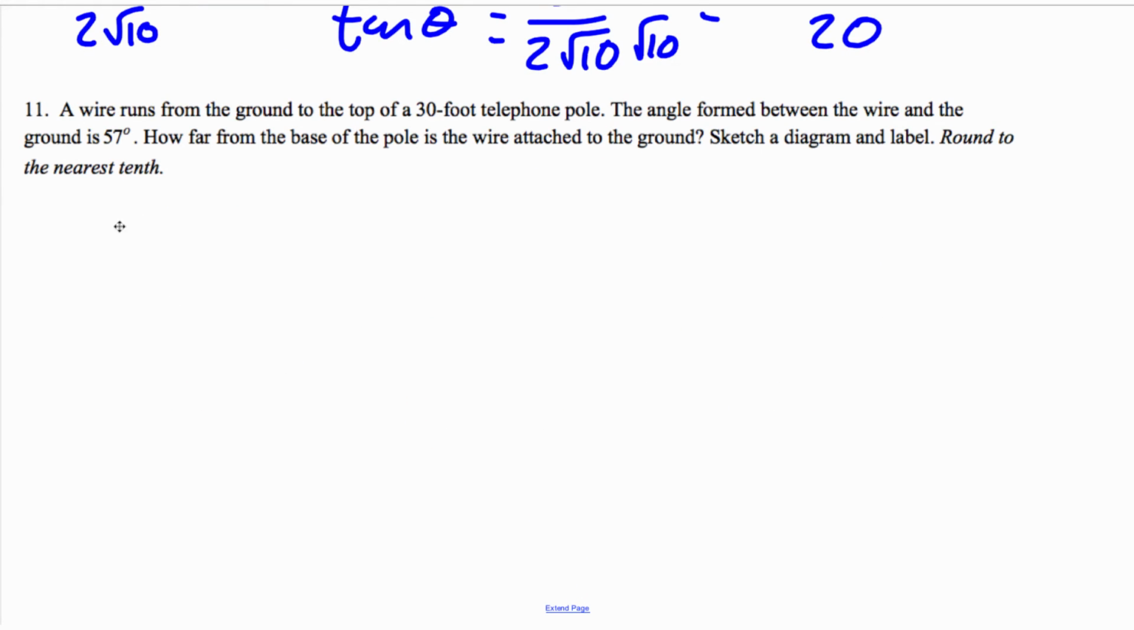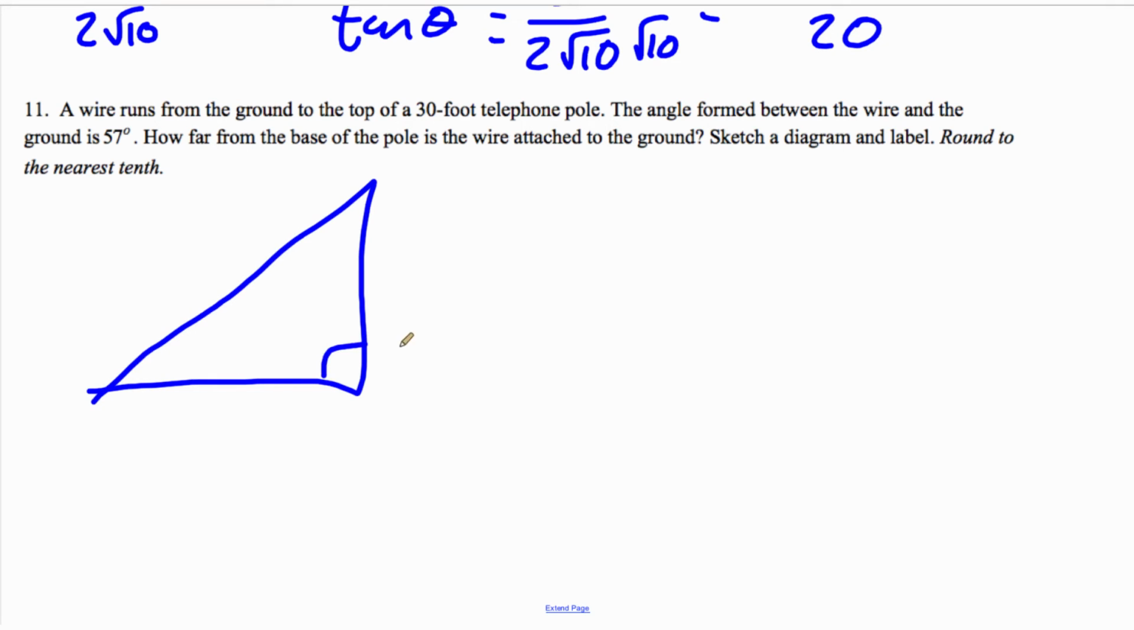On number 15, we're told that we've got a wire running from the ground up to the top of a 30-foot telephone pole. So what I would do is draw out a picture to represent this. So we've got a right triangle that looks something like this. This vertical side is going to represent our telephone pole, and we're told that's 30 feet tall. Next piece says the angle between the wire and the ground is 57 degrees. So the wire is this diagonal piece.